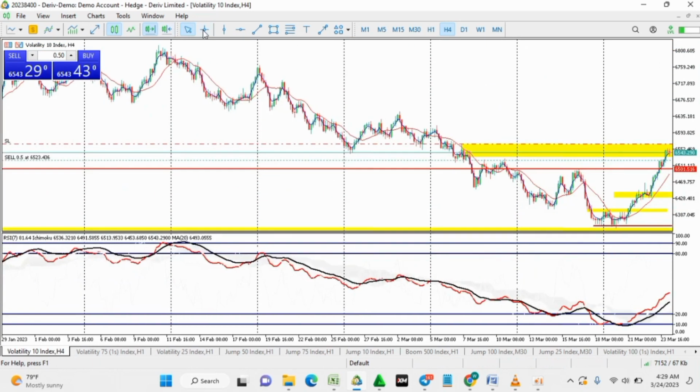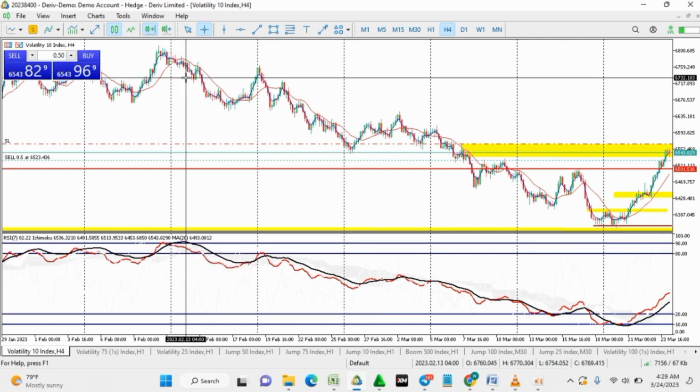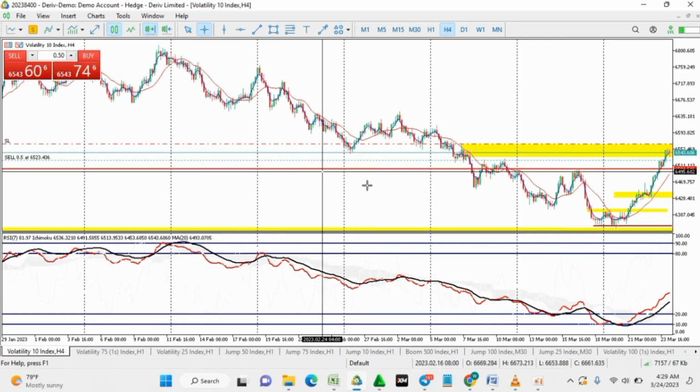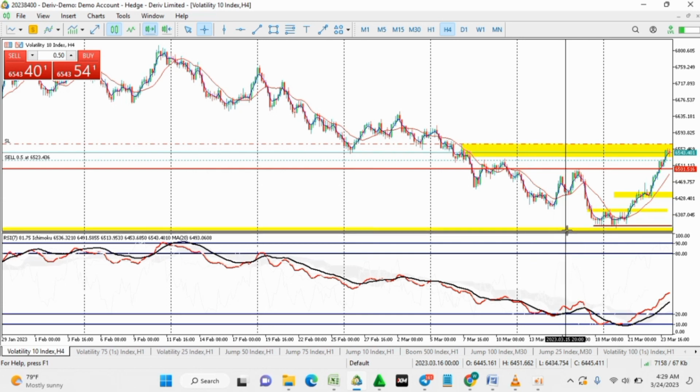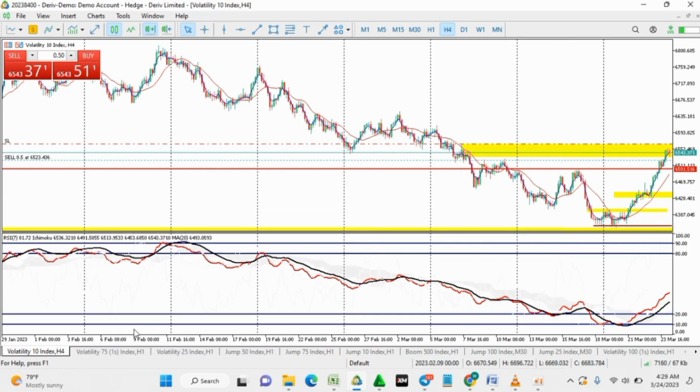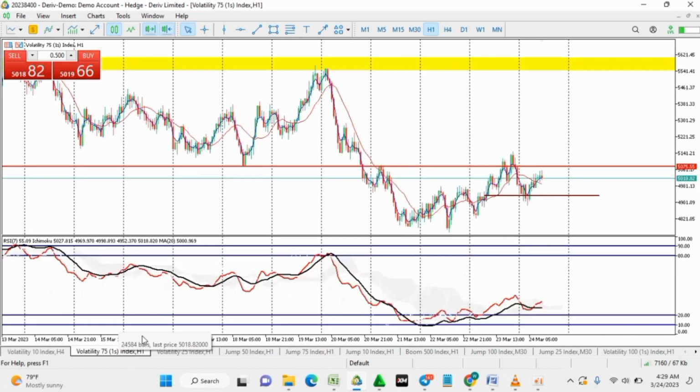So another example could be this one. Look, price reached here. There was a crossover on level 90. Look, guys, price had to reverse all the way to here. You can see that risk to reward ratio. So let me go to another asset. We shall be picking different assets.